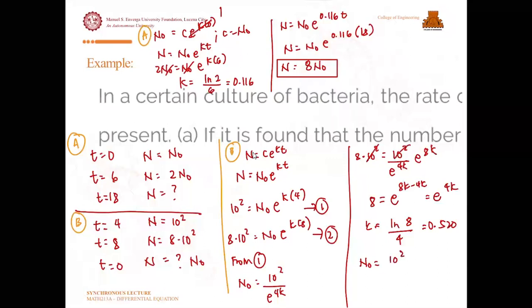Okay? So kung may value ka ni K, pwede mo makuha si initial na yun yung hinahanap natin. So 10 squared over e^(4 times yung K natin na 0.520). So value natin ng initial will be 10 squared all over e raised to yung value ng K natin. So initial natin is 59.46. Okay? So yun po, ito yung magiging final answer natin.